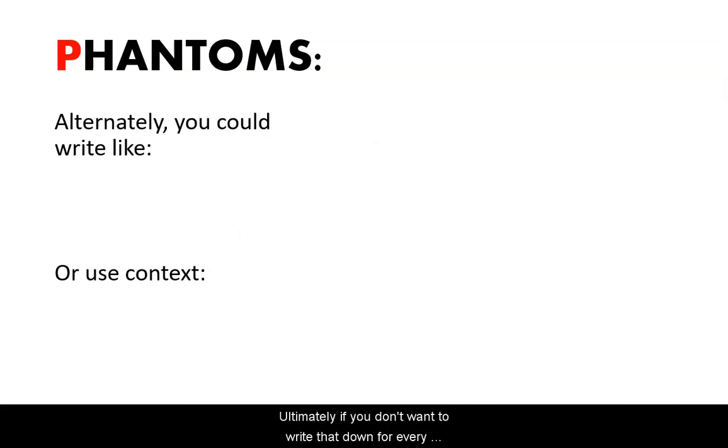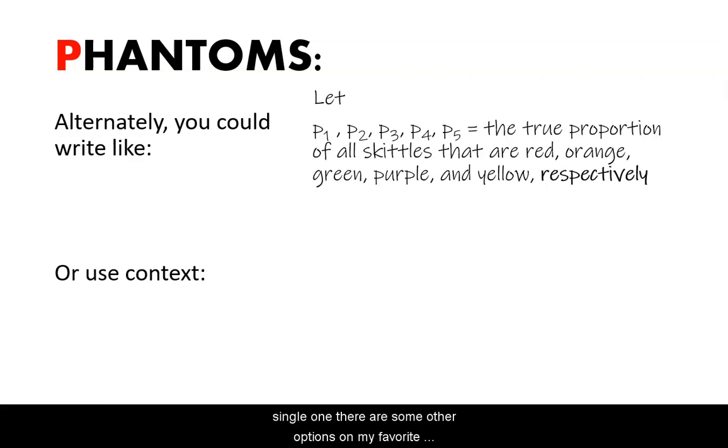Alternately, if you don't want to write that down for every single one, there are some other options. My favorite is this one. Let P1, P2, P3, P4, and P5 be the true proportion of all Skittles that are red, orange, green, purple, and yellow, respectively. Respectively means that the numbers should match up. P1 goes with red, P2 goes with orange, P3 with green, P4 with purple, P5 with yellow. So respectively, the order I listed them in, 1, 2, 3, 4, 5, is the order they match up color-wise.